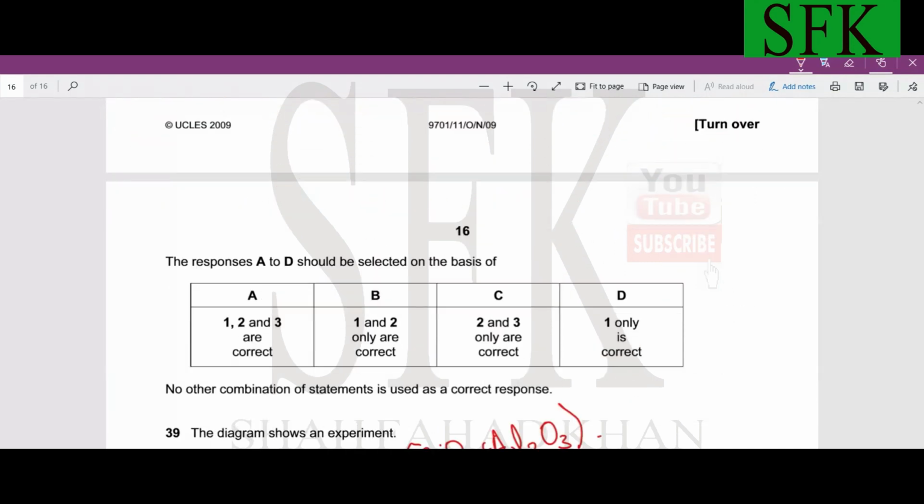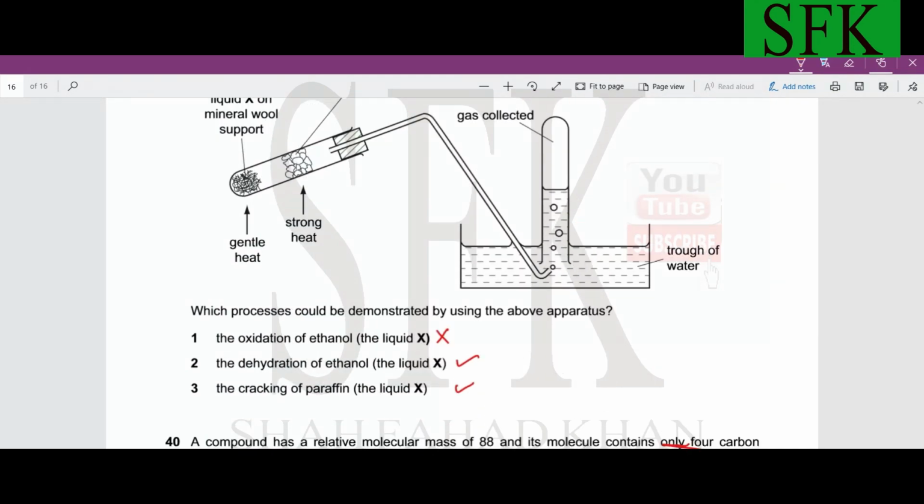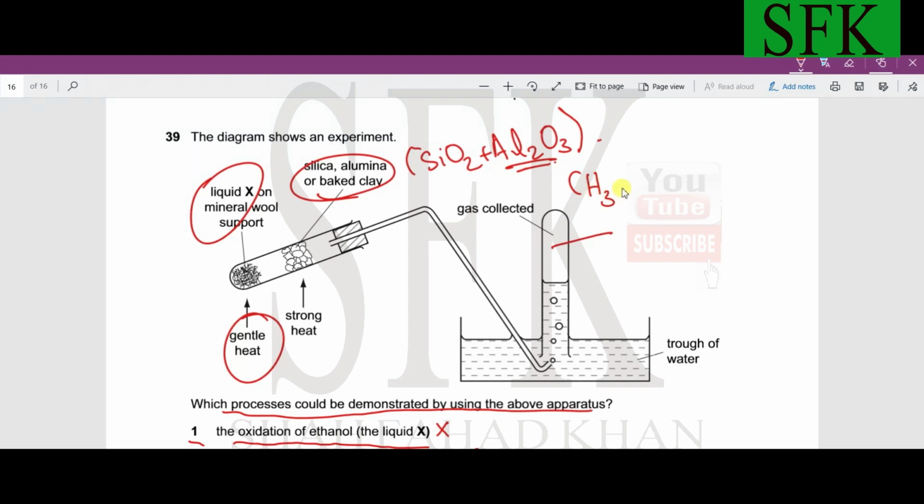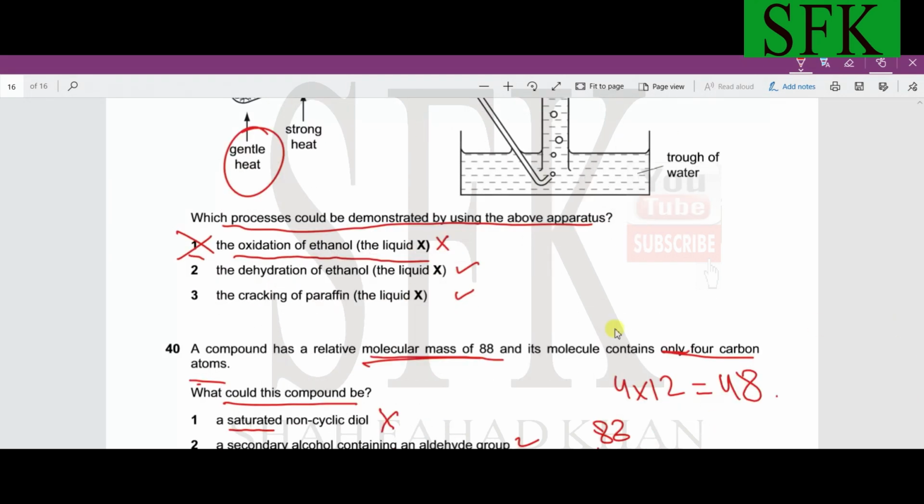Now let's move on to the 39th. This is the diagram that is given. Silica or alumina or baked clay are used as catalyst, and we have some liquid X over here, gentle heating is done, and some gas is being produced. Which process can be demonstrated by using this apparatus? The first one says oxidation of ethanol. Actually, ethanol can be oxidized in the presence of oxidizing agents only, and neither silicon dioxide nor aluminum oxide is oxidizing enough to oxidize ethanol, so one cannot be correct. If one is wrong, then two and three are obviously correct by default. So C is the correct option.